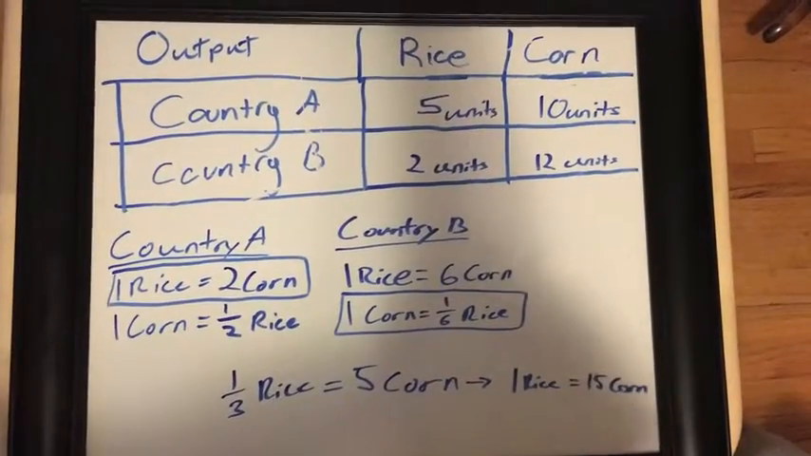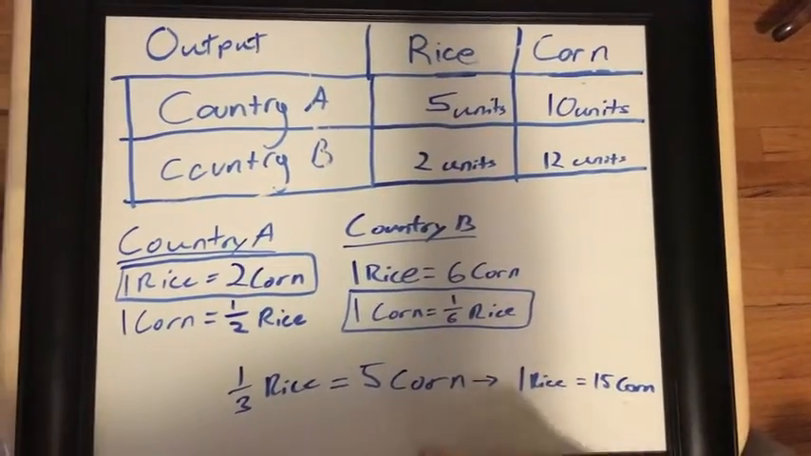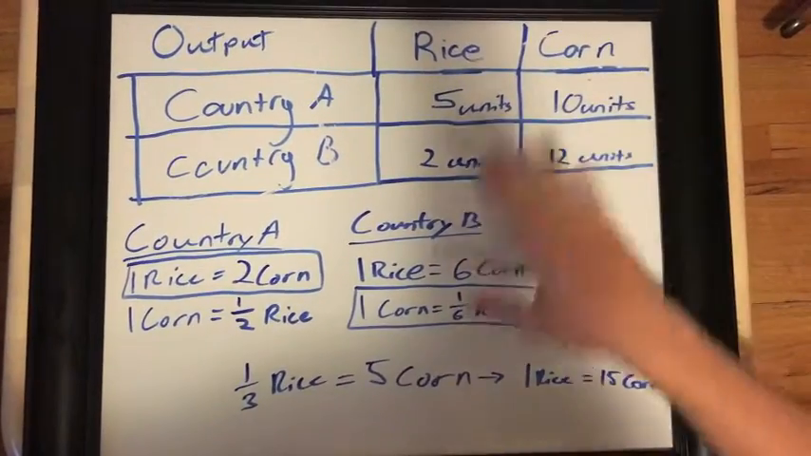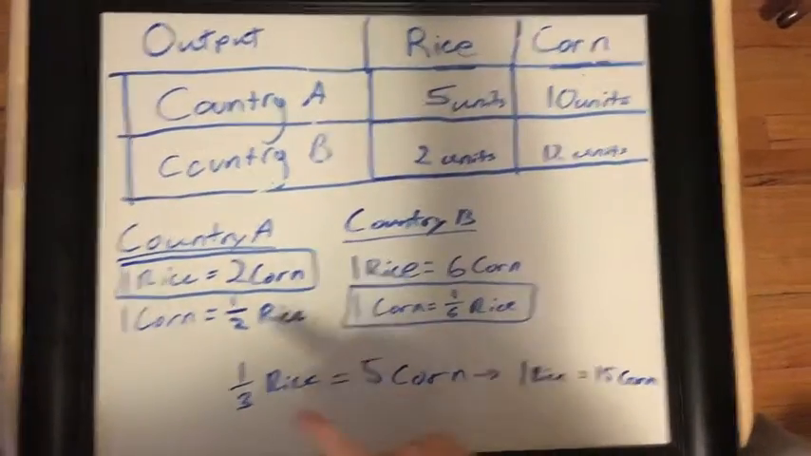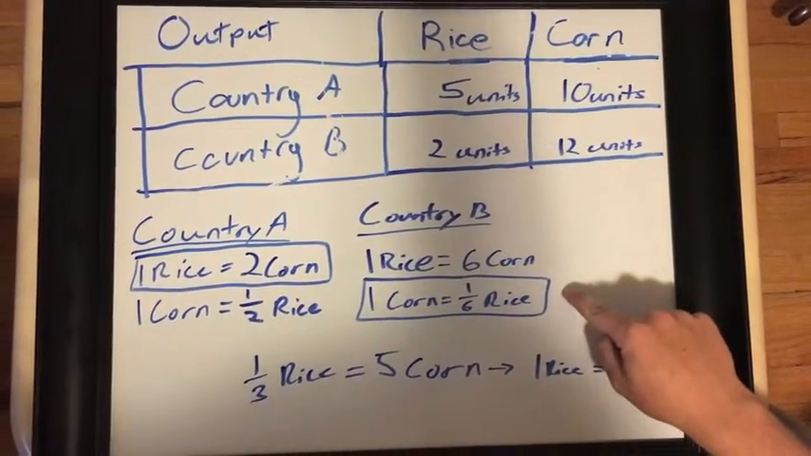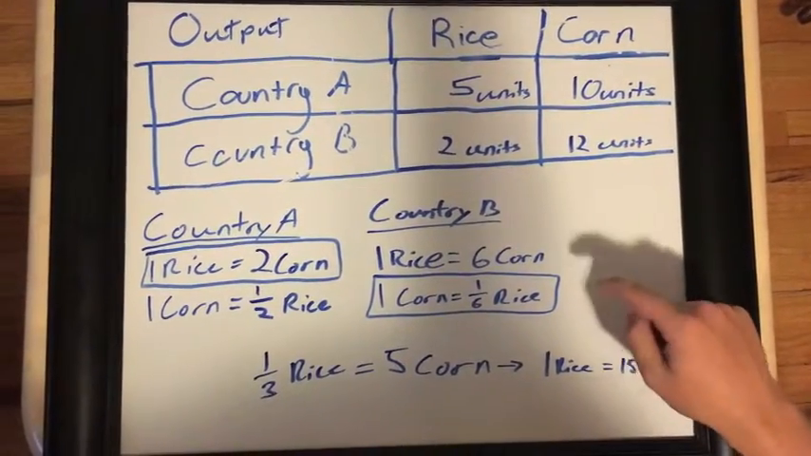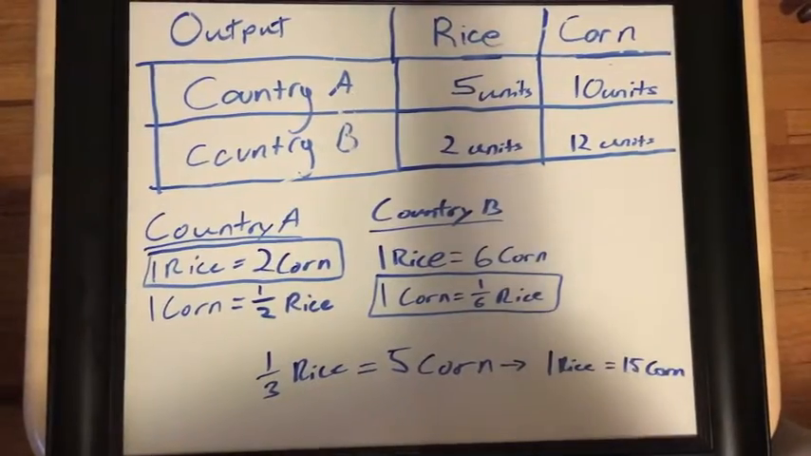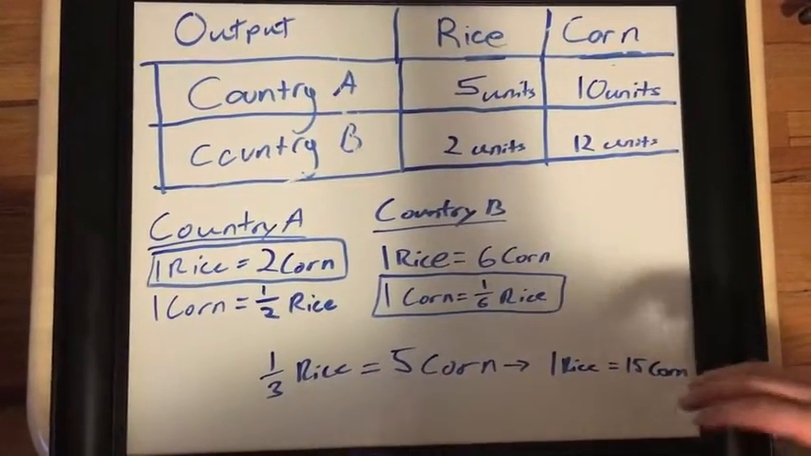Hi, I'm Professor James, and we're going to talk about terms of trade, the next step after comparative advantage. So now, after we learned that country A, from the same output problem as before, is going to produce rice because it has that comparative advantage, and country B will produce corn over rice because it has that comparative advantage, we find that terms of trade comes into play.